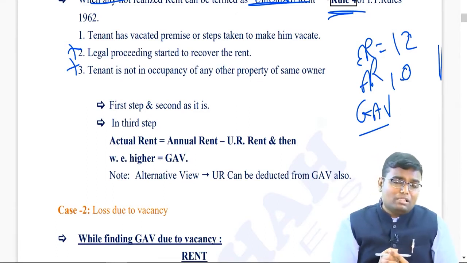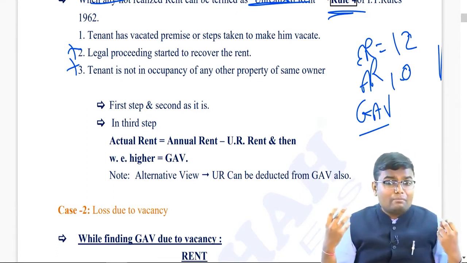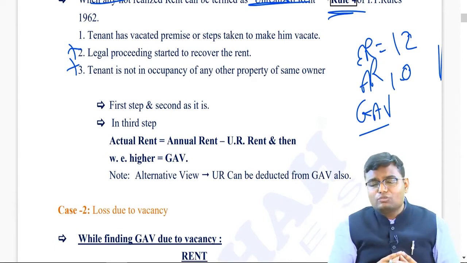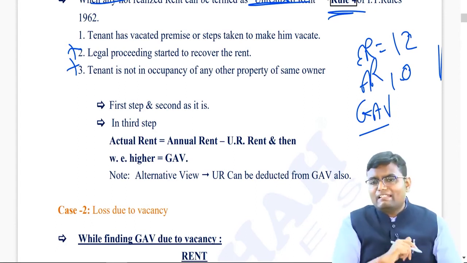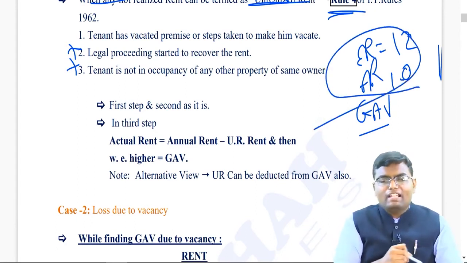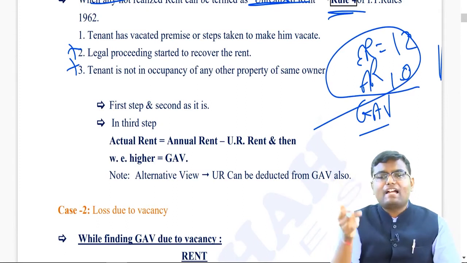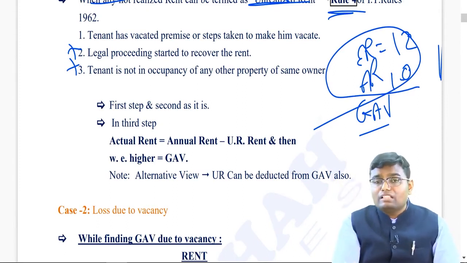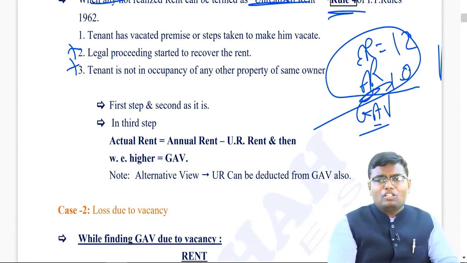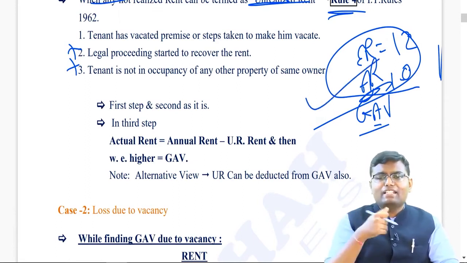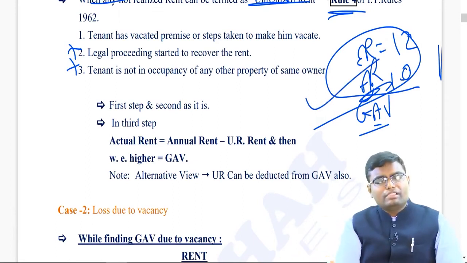Now it may be possible that under both situations the answer may differ. The second option, to reduce unrealized rent from GAV, seems more logical. But still, in the exam what will you follow? Expected rent 12 months, actual rent 10 months, whichever is higher is your GAV. Means reduce unrealized rent not from GAV, but from actual rent. Sir, what if we follow the second option? It is not wrong, it is also true. But generally ICAI follows the first view and writes the second view as an alternative. So we will follow the same procedure.